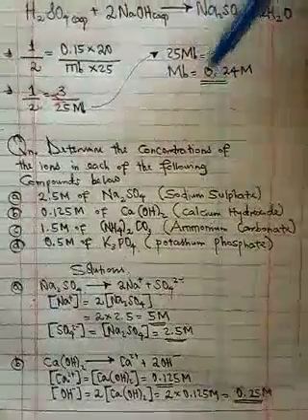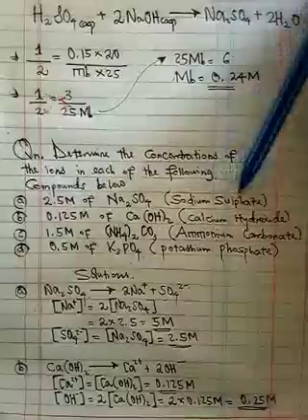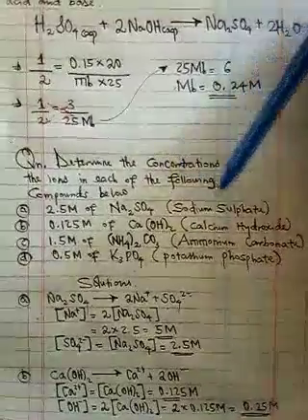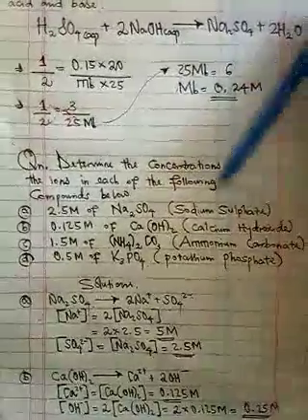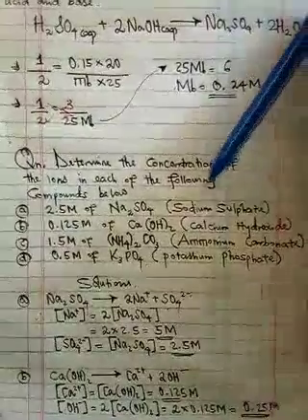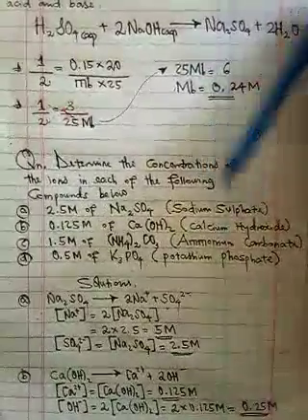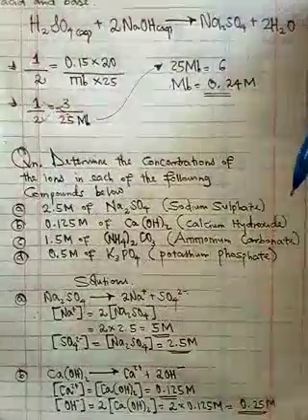We're seeing 2.5 molar of sodium sulfate, 0.125 molar of calcium hydroxide, 1.5 molar of ammonium carbonate, and lastly 0.5 molar of the potassium phosphate.